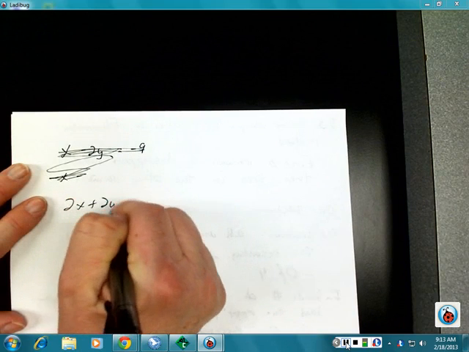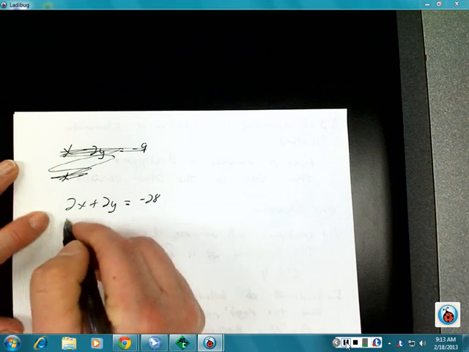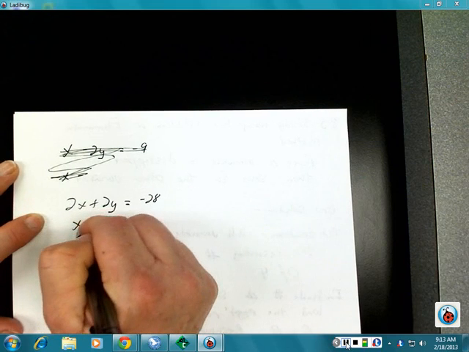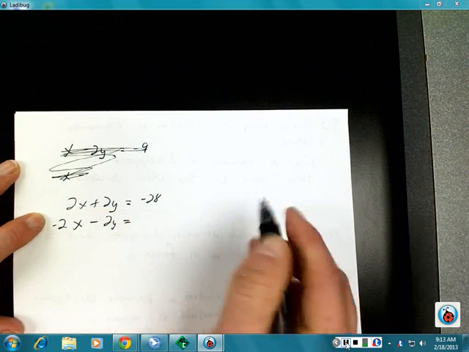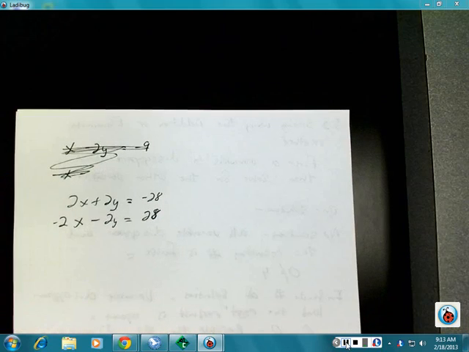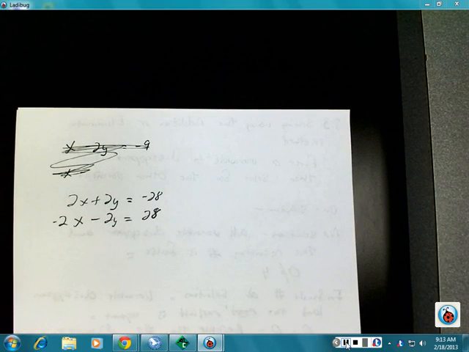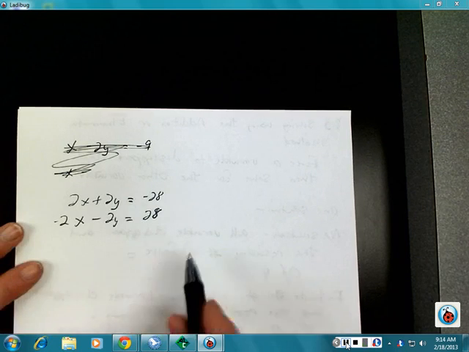2x plus 2y equals a negative 28, and negative 2x minus 2y equals a positive 28. So what's going to happen to that whole thing? Eliminate a letter. What letter you want to get rid of? The x's. Okay, but these are opposites, and these are opposites. So you could get rid of all of them.